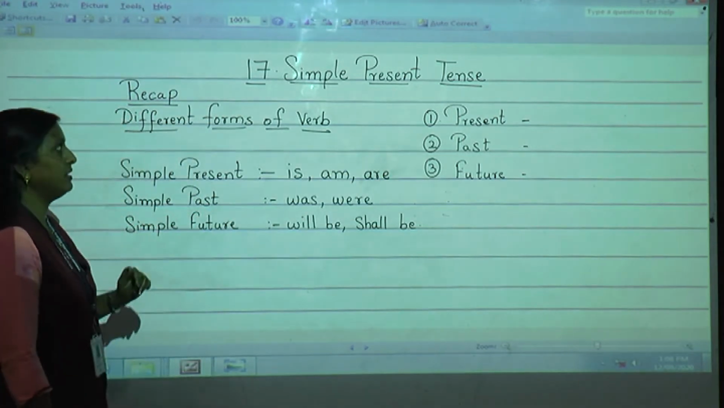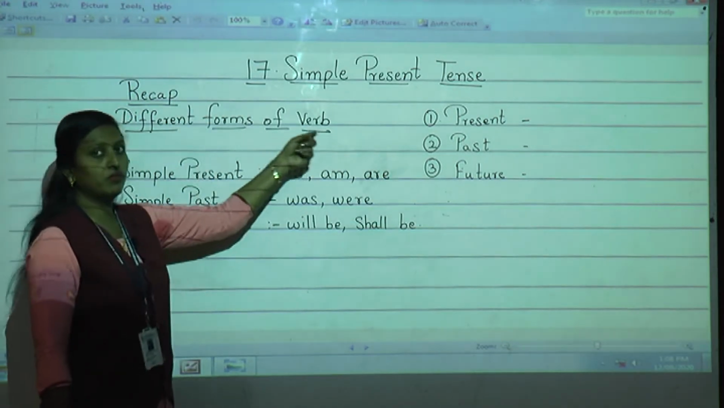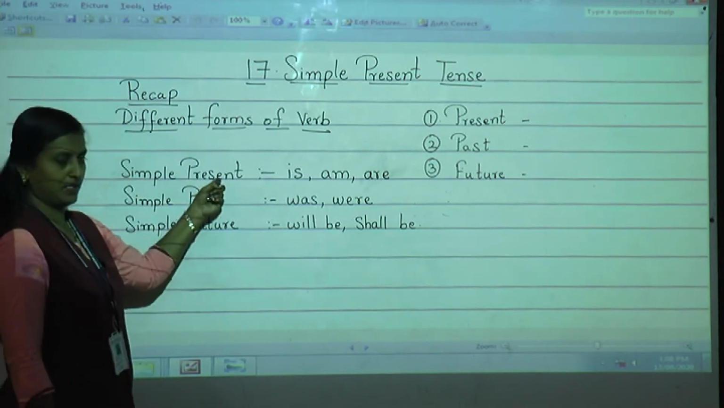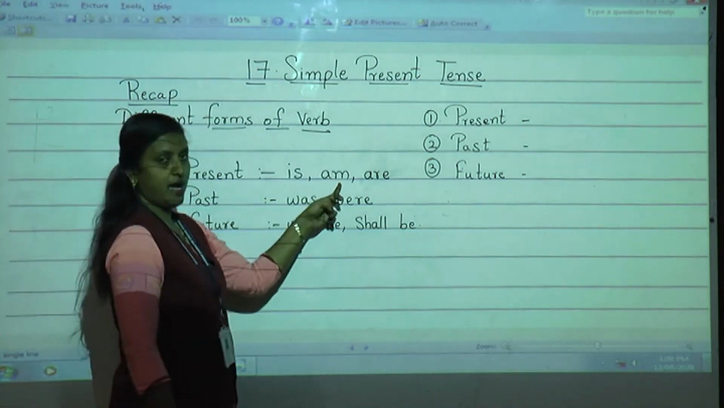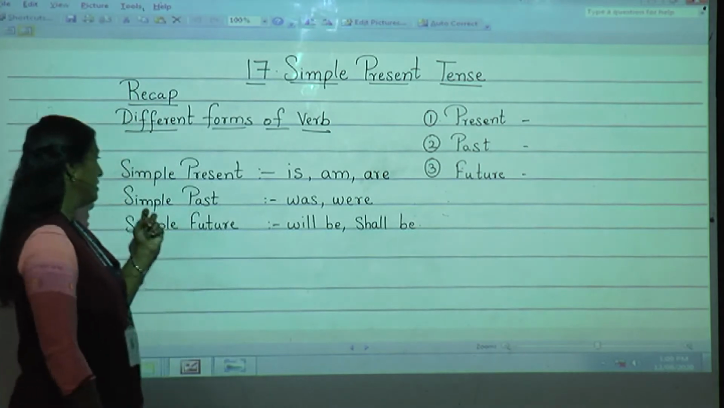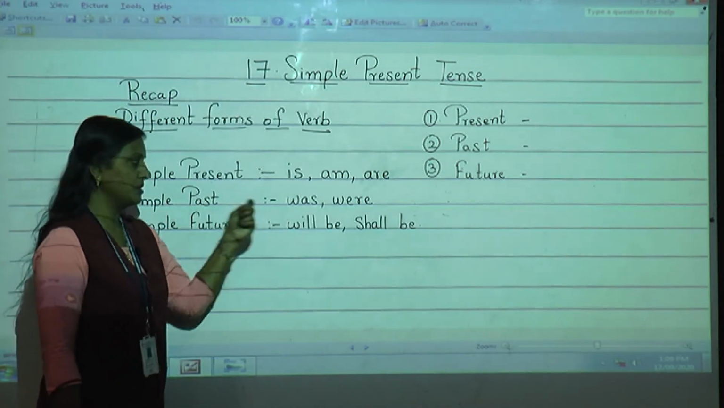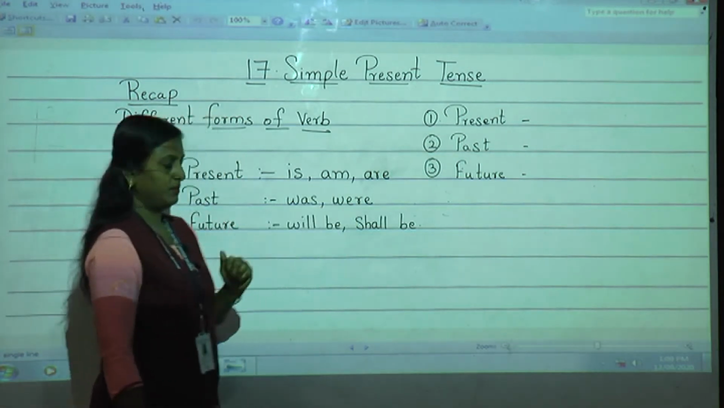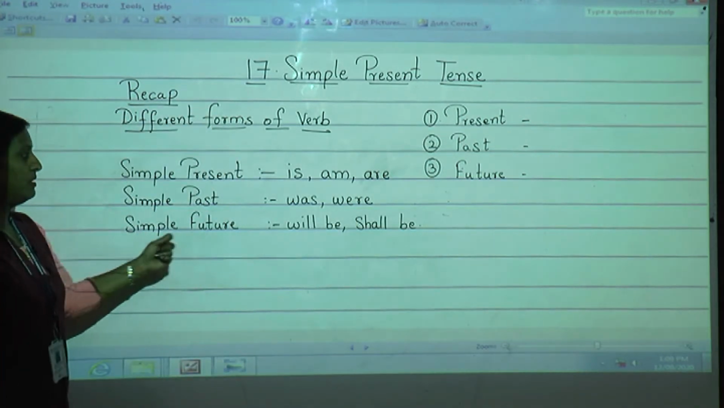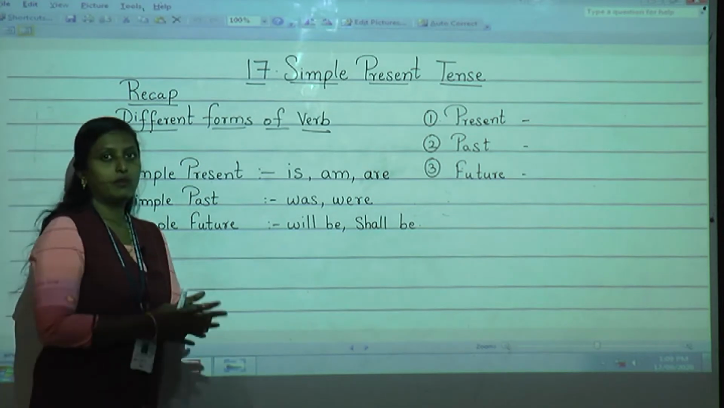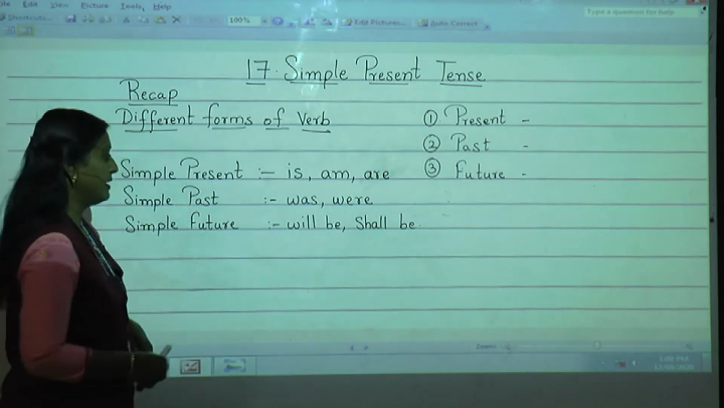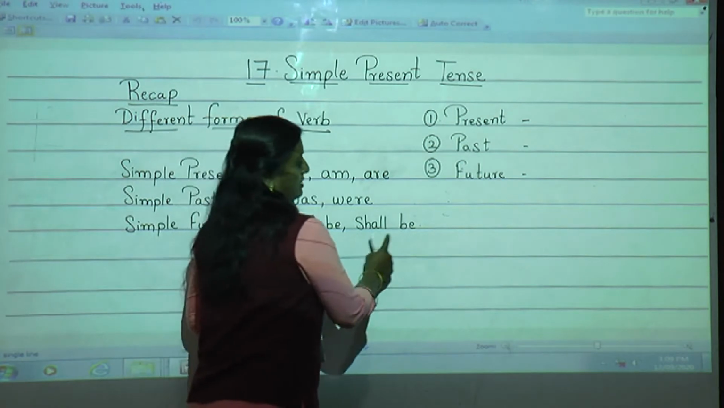Again I will repeat, students, what were the different forms of verb used for simple present? Is, am, are. Next, simple past. For simple past, what was the verb used? Was, were. Third was simple future. So what were the forms of verb used for future tense? Will be and shall be.